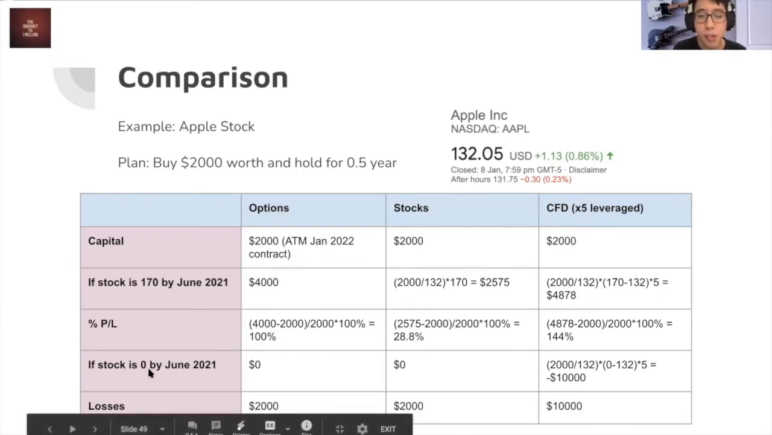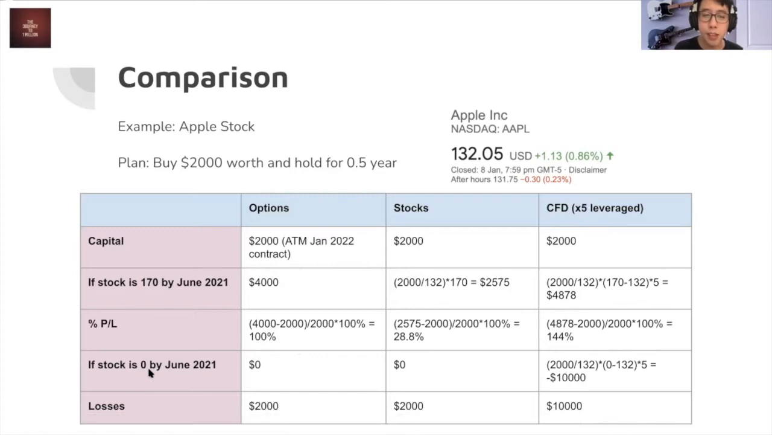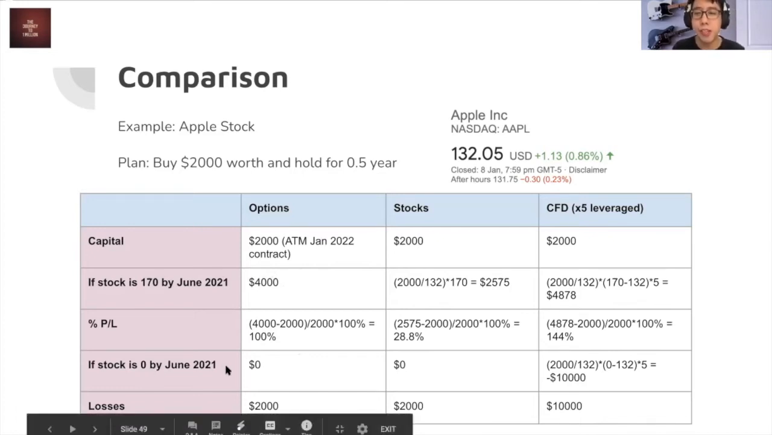But let's say something happened and the stock price goes to zero by June, that's the worst case scenario. You will never know what happened. So if it happens to go to zero, then your options also have no value. So in the end, you will just lose your 2,000 capital.